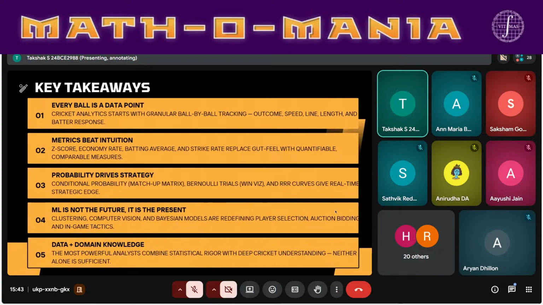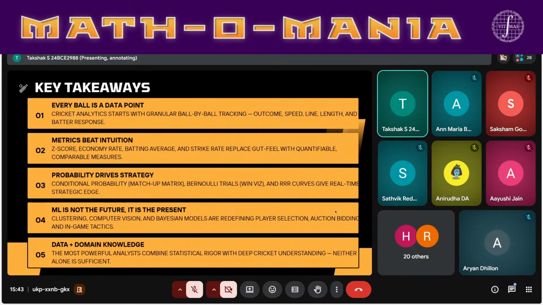And the third one, probability drives strategy. The matchup matrix, the win probability curve, the required run rate delta, the DLS resource table, all of these replace imprecise judgments about match situations with concrete probabilistic estimates. And a captain using these tools is not guessing. He is working with the best available information.